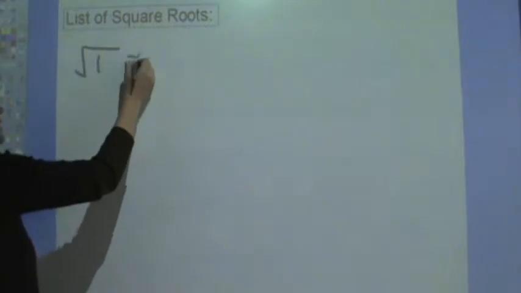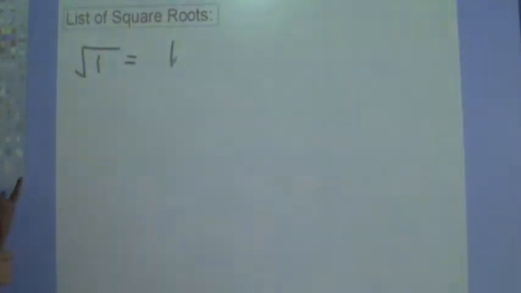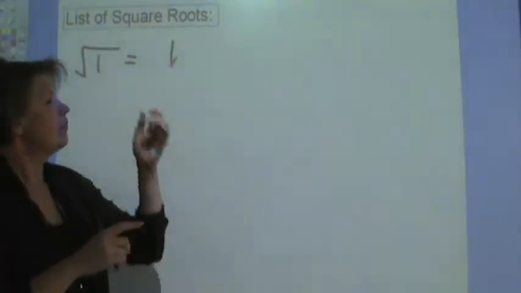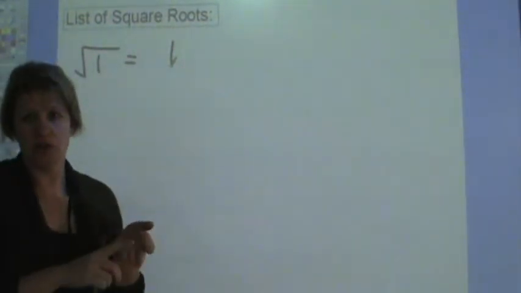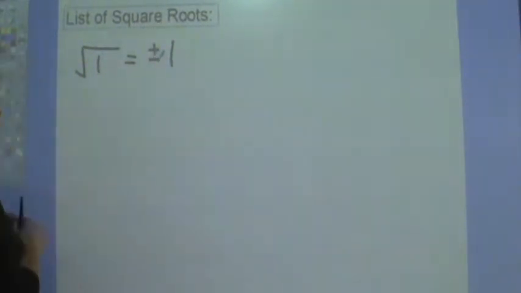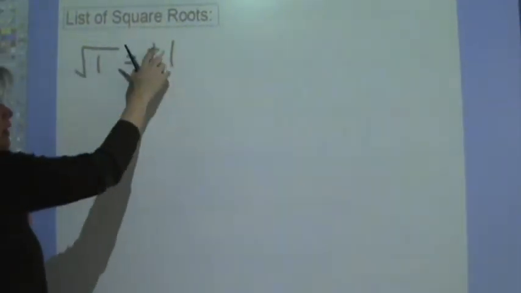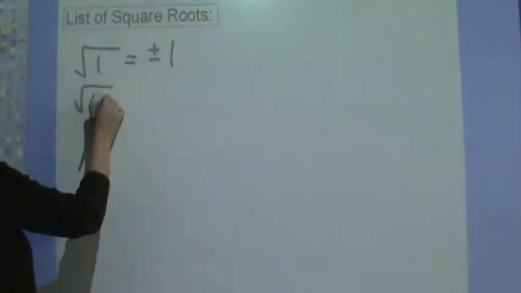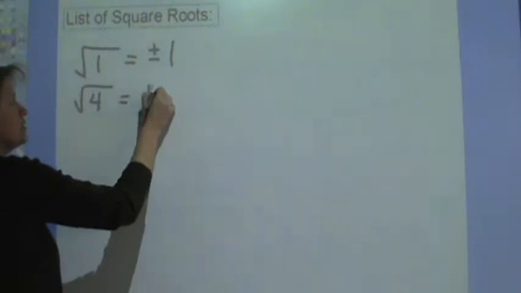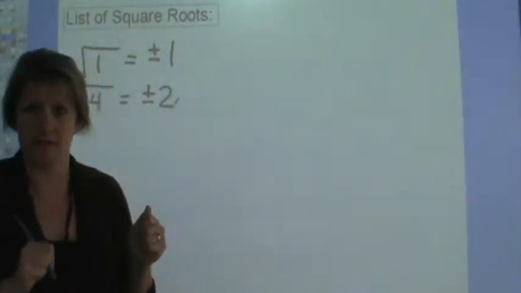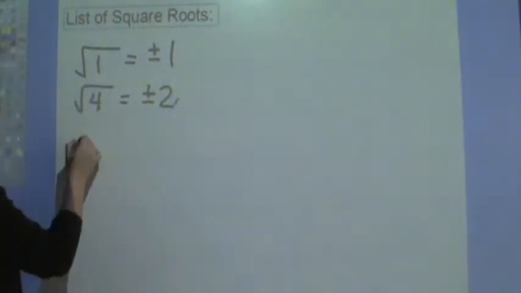Okay, so the square root of 1 is 1. Now, it can also be negative 1, because 1 times 1 is 1, but also negative 1 times negative 1 is 1. So technically, we're going to say the square root of 1 could be 1 or it could be negative 1. So this is the way we're going to mark that. The square root of 4 is plus or minus 2. Now, I would write this list down. You're going to use it as a reference. So find a piece of paper and write this down.